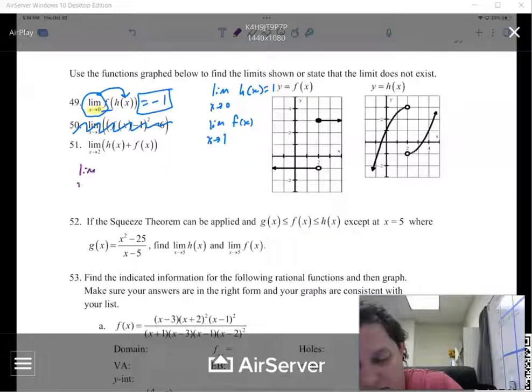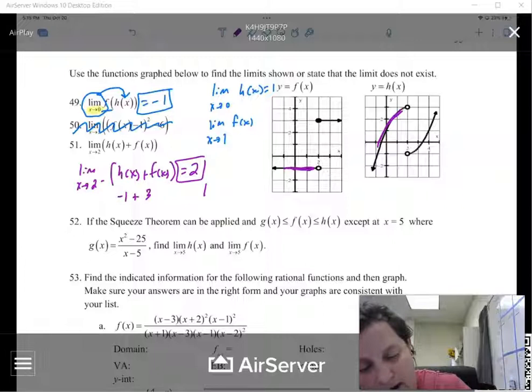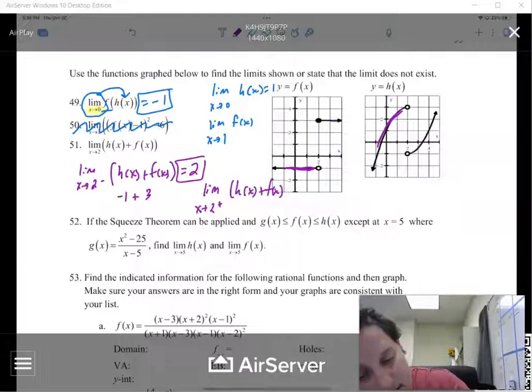We got to do both sides. Let's try 2 from the left of both of these. Okay, from the left, that's approaching negative 1. That's approaching 3. So together, that's approaching 2. Now we're going to go from the right. H of x plus f of x. That's approaching 3. That's approaching negative 1. 3 plus negative 1 is 2.